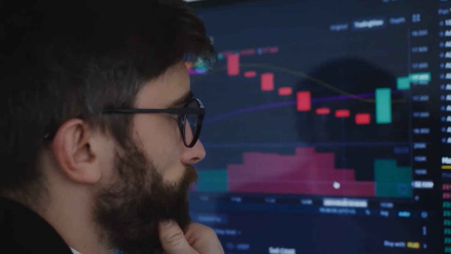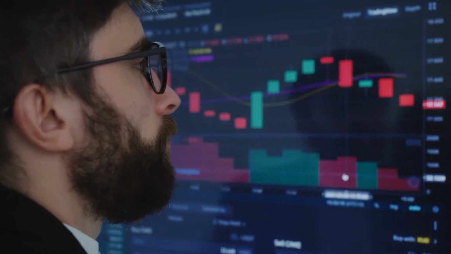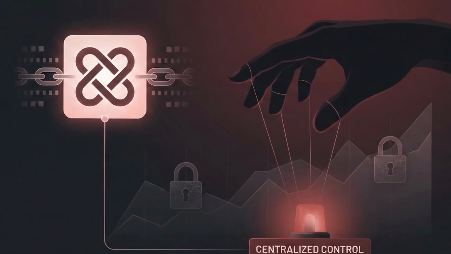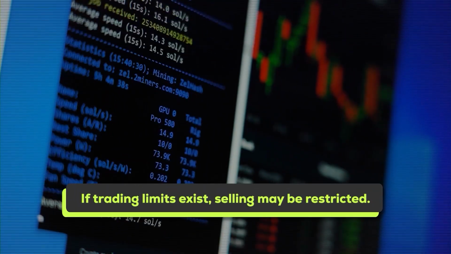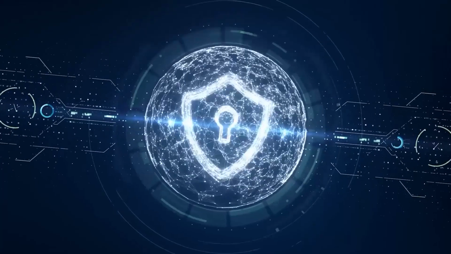You do not need to read code line by line. Explorers label common risks clearly. If ownership is not renounced, the creator may still control the contract. If trading limits exist, selling may be restricted. This single check filters out many avoidable risks.